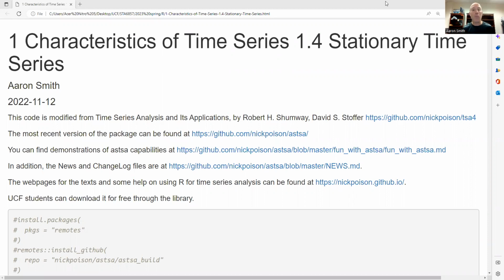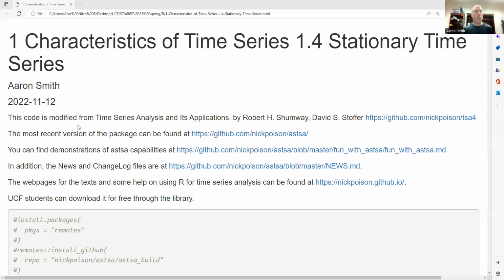Weak stationary time series, we're going to have our expected value will be independent of time, and our autocovariance will depend on the gap between the points of interest and not on the values themselves. Those are the two aspects of weak stationary. All right, so let's go ahead and dig into this.